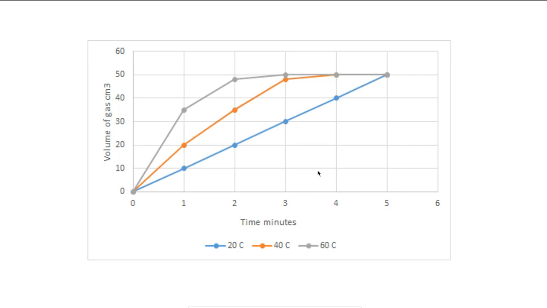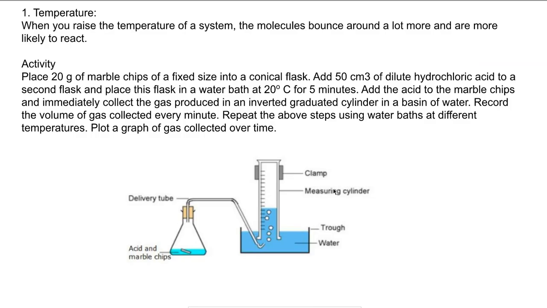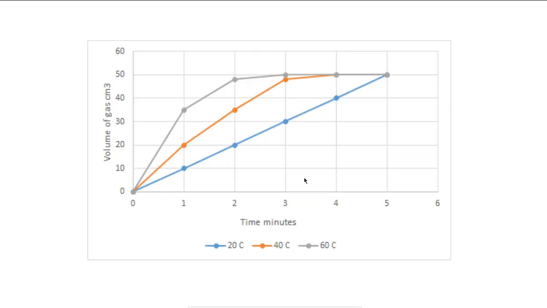Okay, so that's a very important graph, very important method back here. And very important that you be able to convert data like this into a graph, or if you're given a graph like this, that you're able to explain what's going on.